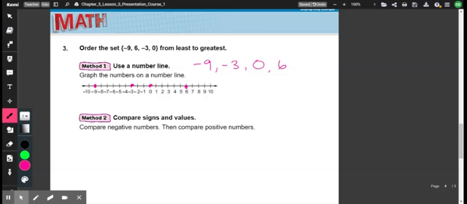If we look at number 2, we can compare the signs and the values. So we can compare negative numbers. I know that negative 9 is a lot. I'm going to owe more money if I have negative $9, so I'm going to put negative 9 first. Same thing with negative 3. And then we got our 0, which is like you don't owe anything. And then 6, I have $6, which is really good.